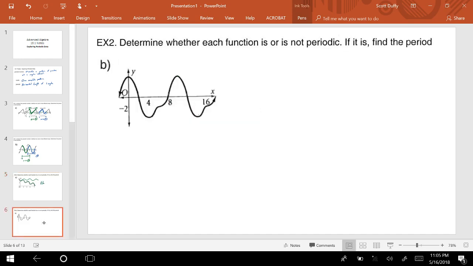Determine whether it is or is not periodic, and if it is, find the period. Does it look like it's going through the same y values? It sure does. It looks like if we start at this maximum, it goes down, goes up, slows down, then goes up again. That looks like one cycle, and then it looks like you could go through another one, and I'm guessing it would go like this. If we needed to, we keep on drawing.